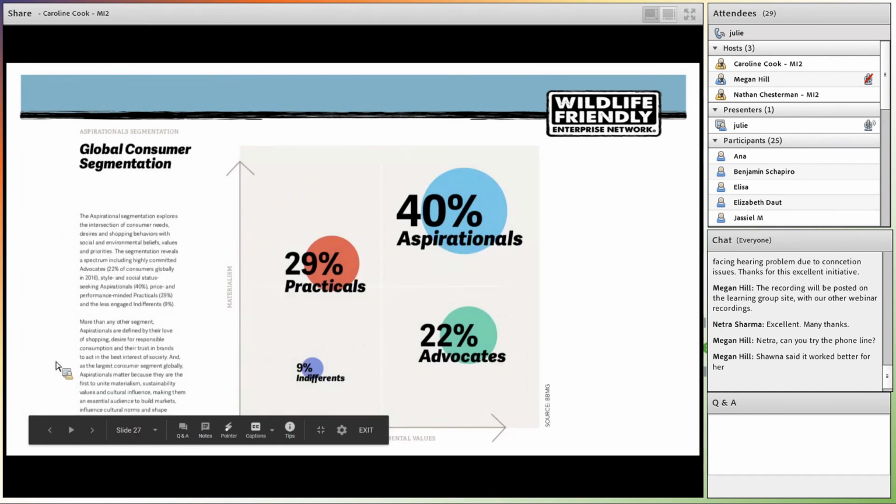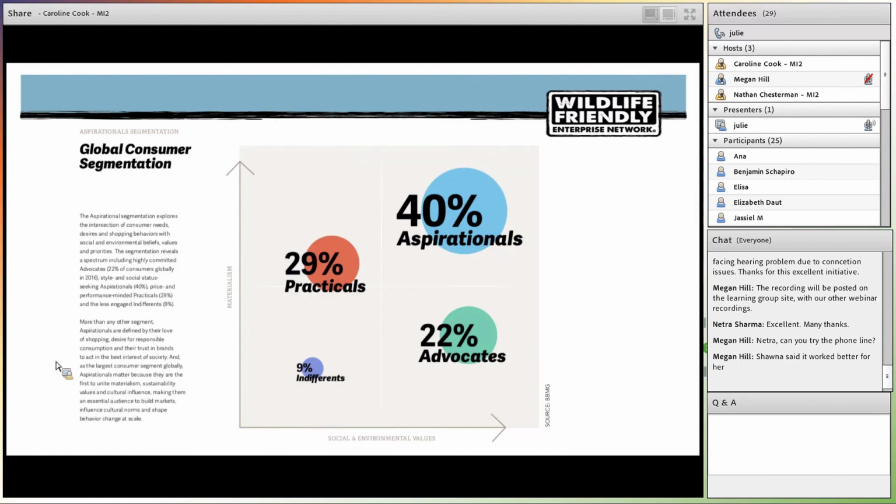And the good news is they now make up 40% of global consumers. If you add that to the 22% you see here of the harder core, what they define as advocate consumers, which in the US we might call crunchy granola tree huggers, who don't buy as much but are very focused on issues, environmental issues, that's over 60% of the world's consumers. So this is a huge opportunity.